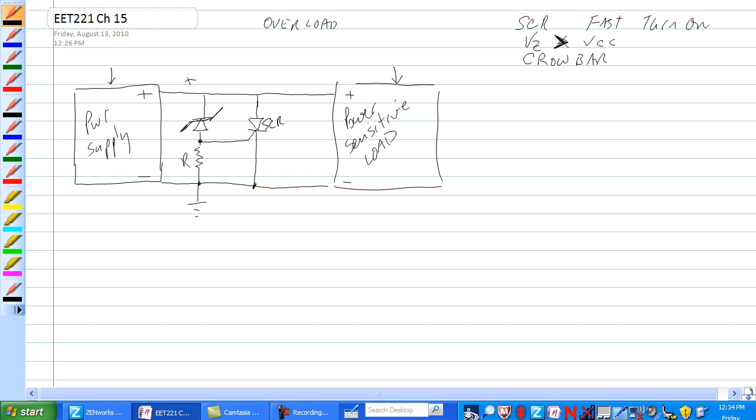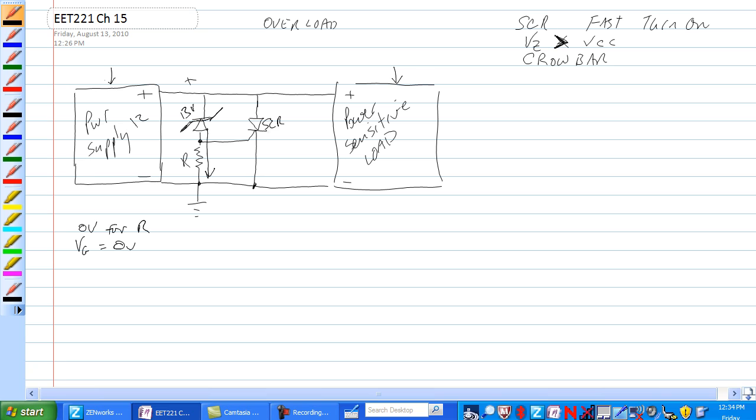Which, if this was 12 volt and this was 13 volt, then the zener would be off and we would have no current flow through this. No current flow means R has 0 volts across it. And the gate voltage at the gate is also equal to 0 volts, which means the SCR is not on.